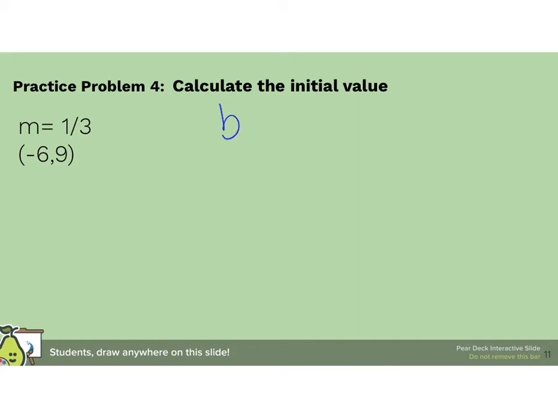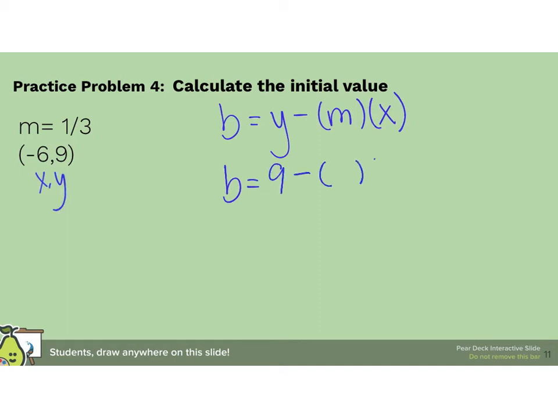Last one, another fraction. Formula. B equals the y value minus the slope times the x. B equals, what's the y? 9 minus slope 1/3 x -6. Off to the side, I'm going to multiply 1/3 and -6.